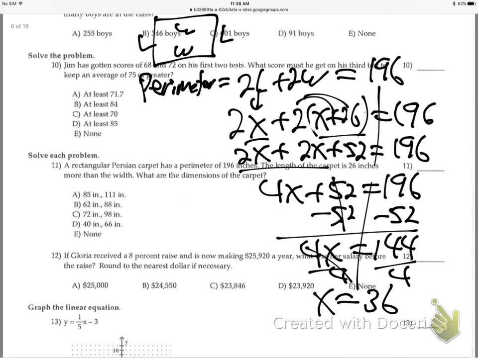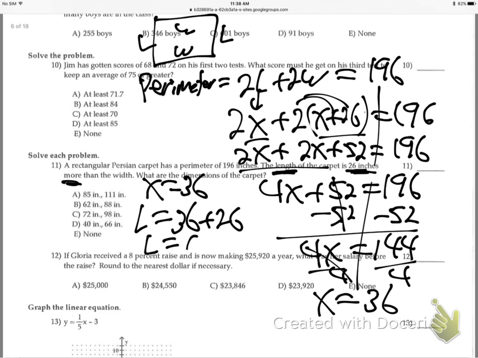So now how do we know which thing is which thing? Well, you just say, okay, one of them is 36. Hold on. I don't know if that's length or width. How you know is just read the words. It says length is 26 more. So wouldn't that be 26 added? 36 plus 26 is 62. So the length must be 62, so the 36 must be the width. Did I do that too quick? Do you see how I did that?